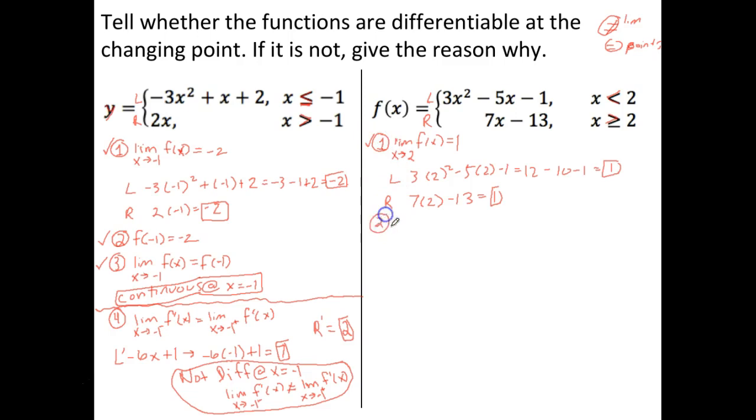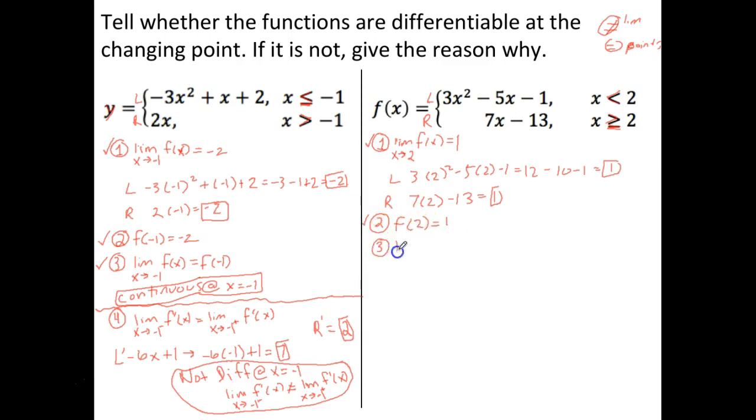Okay, let's see if it's got a point. f of 2 equals. Okay, well, here's the equal sign. So we plug into this function, which we already did. We did that right here, right? And it was 1. Okay, sweet. Check mark on that. It does have a point.